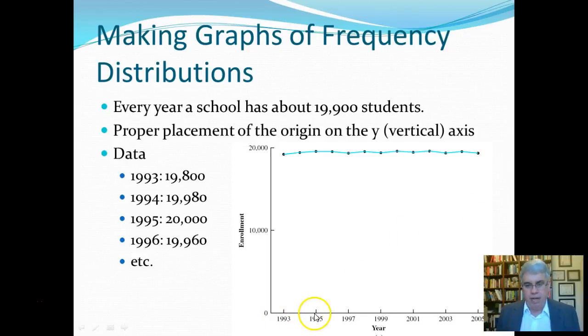And the way that we've arranged this on the y-axis, so it is honest, is we put 0 here and then 10,000 here. So the distance from 0 to 10,000 is the same as the distance from 10,000 to 20,000. The tick marks on the y-axis are equally spaced, and we can see clearly that there's very little variation between enrollment in the years.